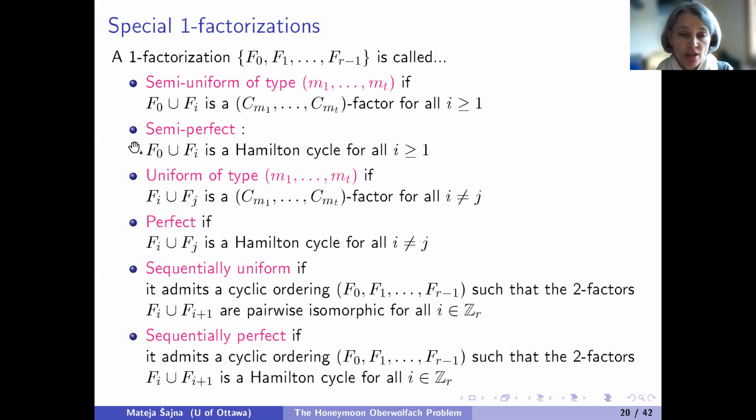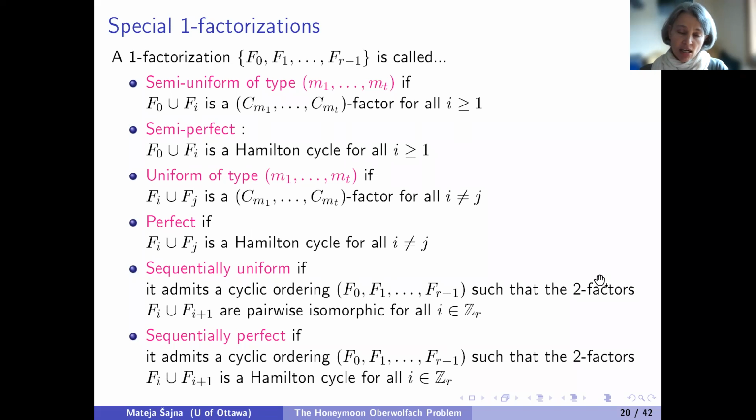And these two terms are a relaxation of the better known terms uniform and perfect 1 factorization. So a perfect 1 factorization is a 1 factorization in which the union of any two 1 factors is a Hamilton cycle. And when the union of any two 1 factors is a specified 2 factor, that's called uniform of the given type.